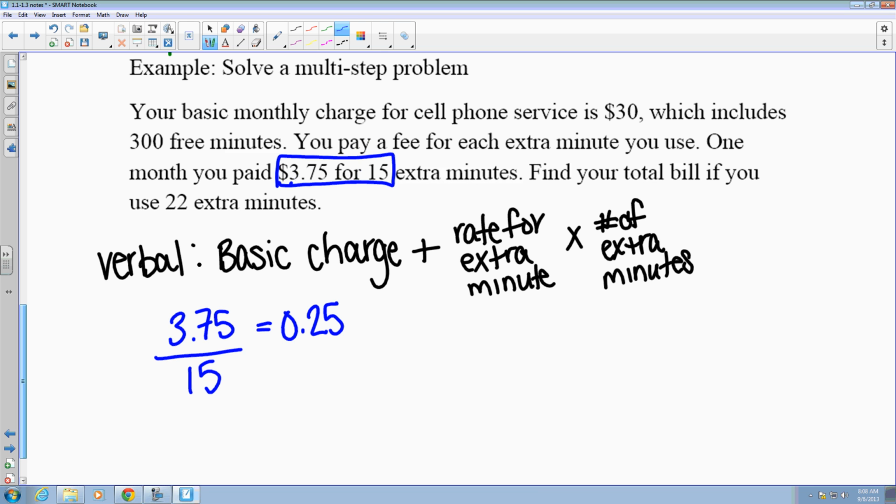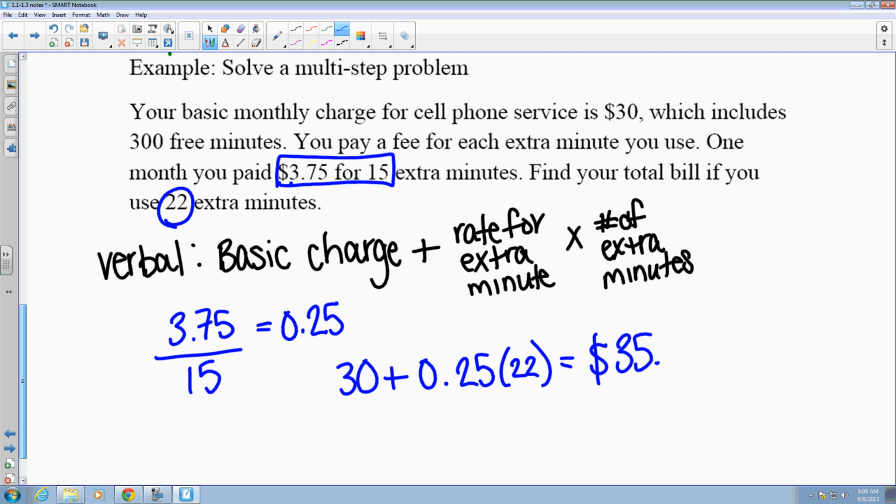So now we can put in all the numbers since we know everything. Our basic charge was 30. Rate for extra minutes was a quarter. And how many extra minutes did we use? That's in here as well, 22. Okay, we can multiply that out. And we get 35.50. Okay, that is section 3 of your notes.